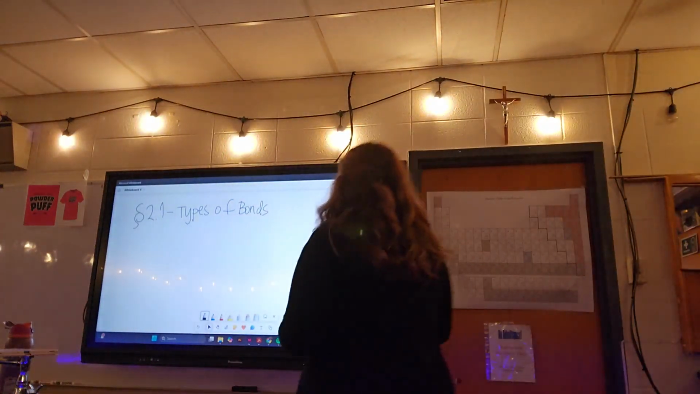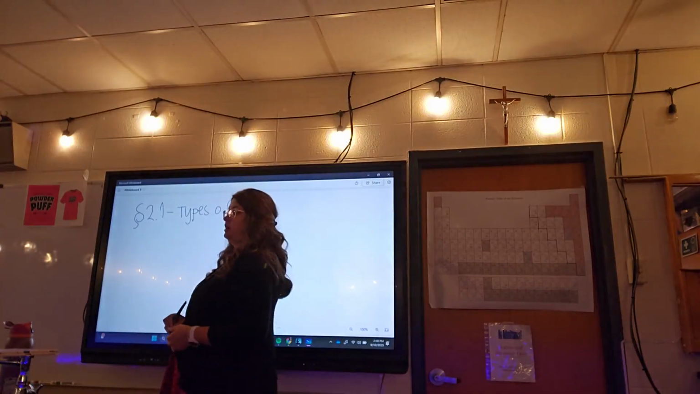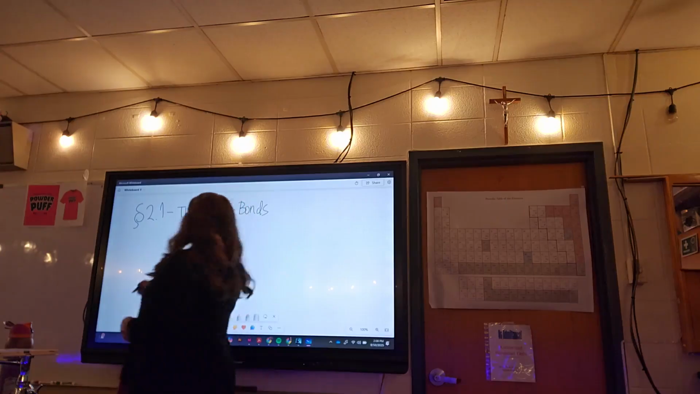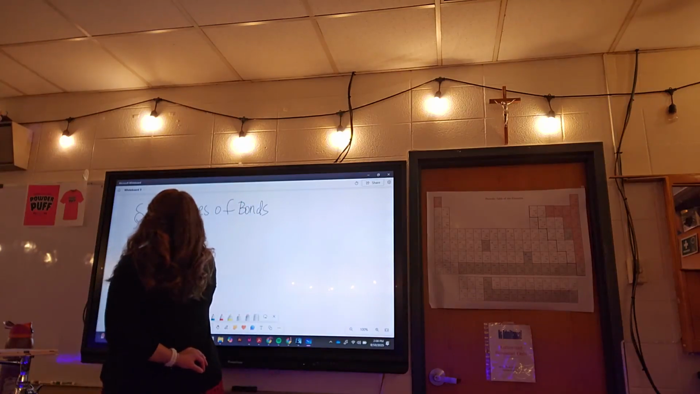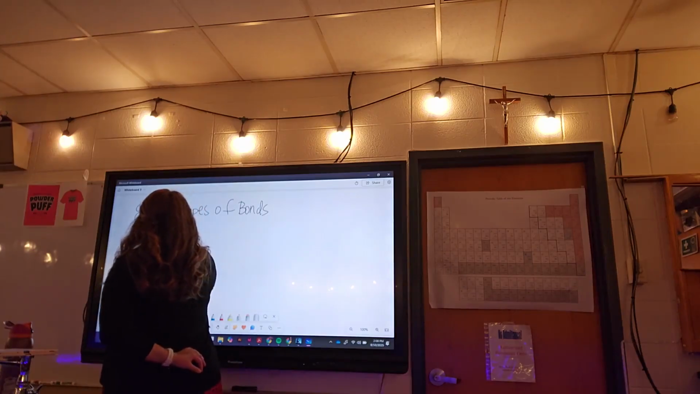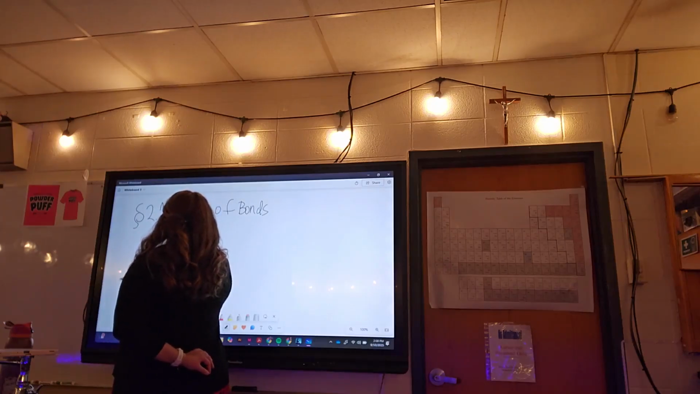Okay, let's start. Types of bonds. What do you remember about the types of bonds that you learned in regular chemistry? Ionic, covalent. Okay, so we're going to start with ionic. How can you tell if something is an ionic bond?